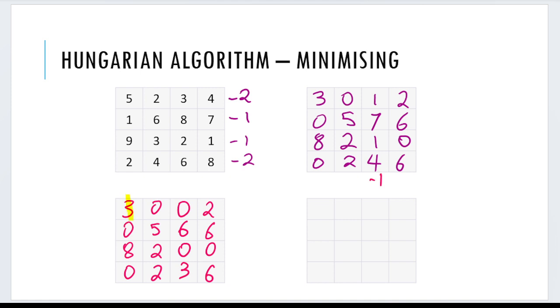So let's start off. We've got 2 zeros here, so I'll cover that up. We've got 2 zeros here, so we'll cover that up. And our last 2 zeros I can also cover up with 1 line.